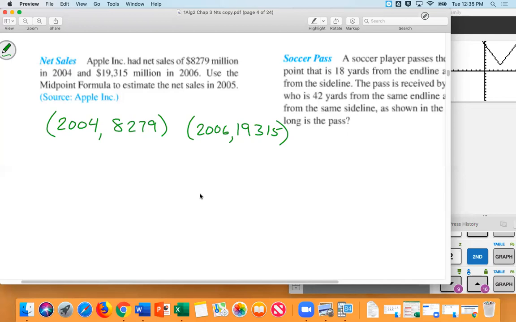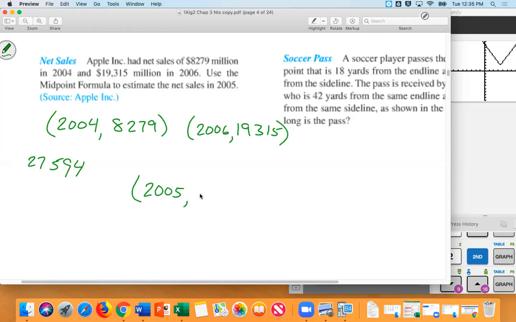Now, we already know in between 2004 and 2006 is 2005. But it's not as easy, right, Justin? Not at all. All right, now how do I do it? Well, now I've got to use my calculator. So what you guys want to do is add 8,279 plus 19,315. You're going to get 27,594.